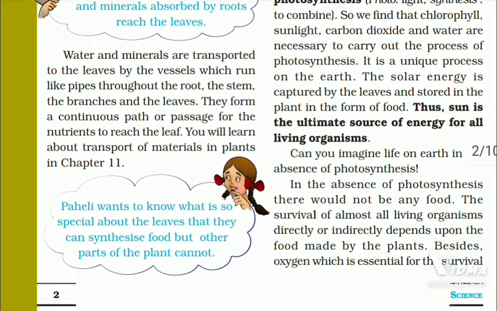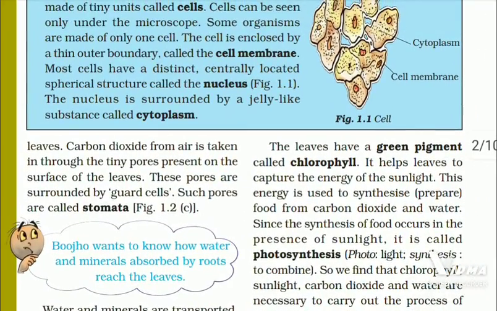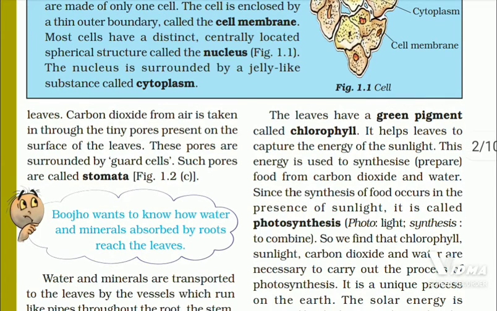chapter number 11. Now, the leaves have a green pigment called chlorophyll. What is chlorophyll? Chlorophyll is a green pigment that gives color to the leaves. So, why are the leaves green? It's all due to chlorophyll. It helps leaves to capture the energy of sunlight. This energy is used to synthesize, that is, prepare food from carbon dioxide and water.